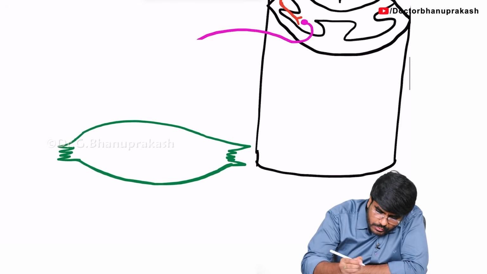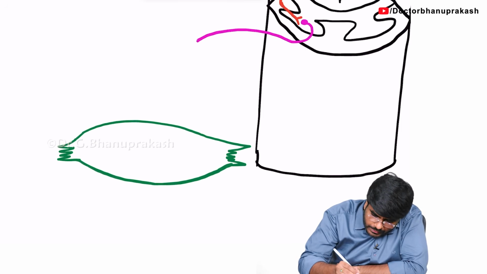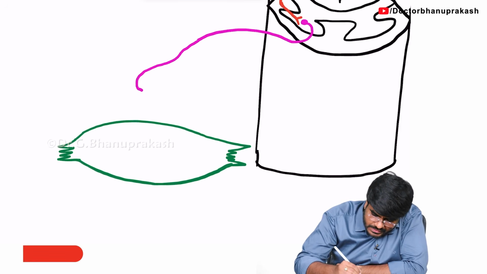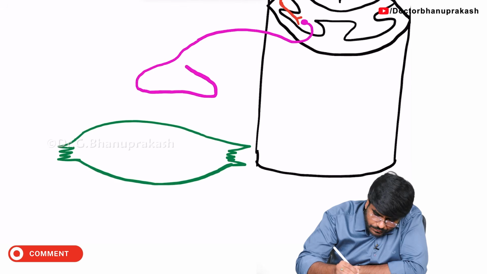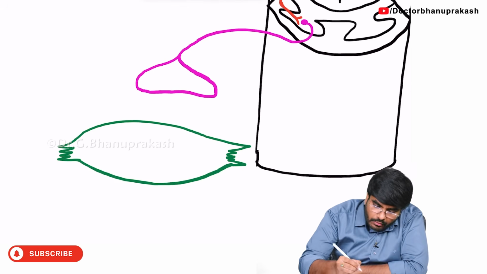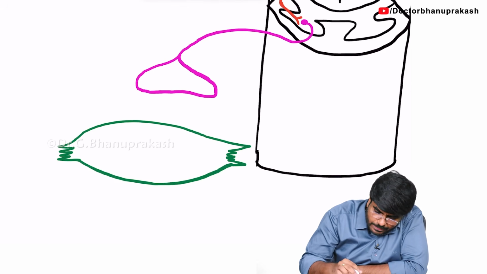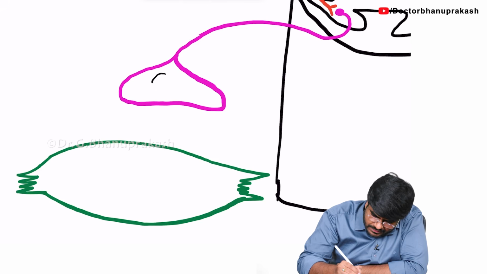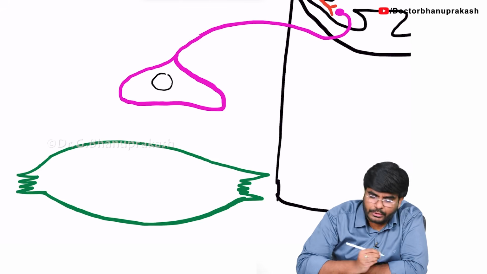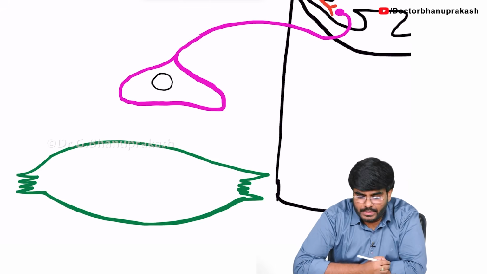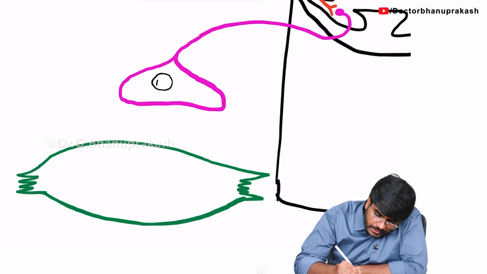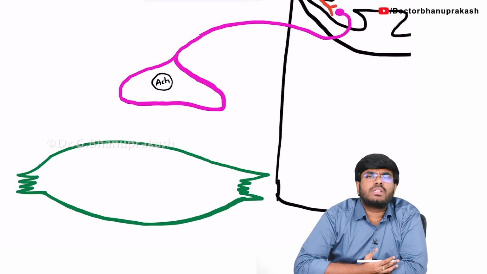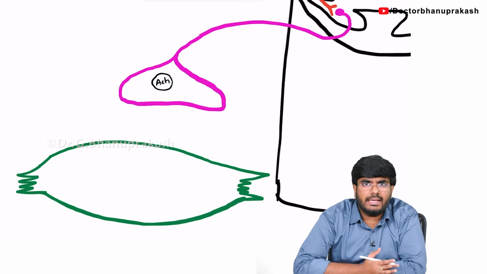Here I am showing you the axon terminal. Let's say this is the nerve terminal. We know the nerve terminal contains vesicles which contain the neurotransmitter. Here there is a vesicle which contains the neurotransmitter. The neurotransmitter which is present in these vesicles is acetylcholine. There are thousands of vesicles which contain acetylcholine.